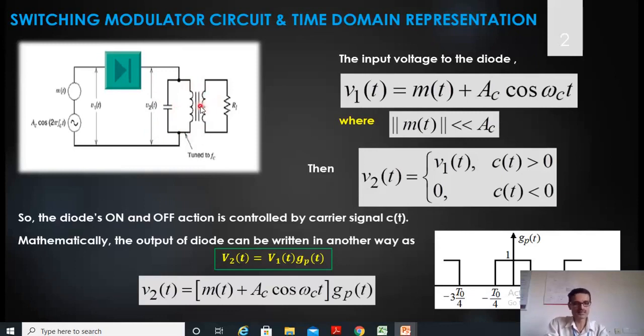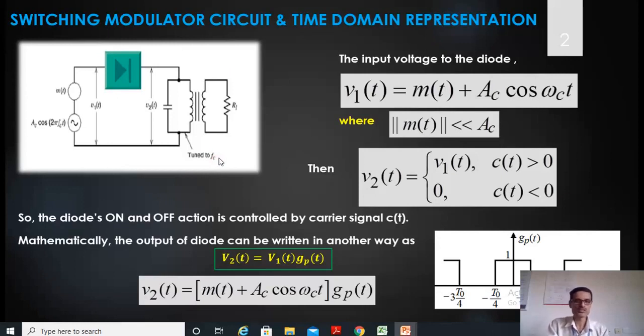Simple LC parallel resonant circuit or a band pass filter, it is tuned to the carrier frequency, remember. So we have to design this tuning circuit to allow only the carrier frequency. It's a narrow band pass filter which allows only the signal which has a frequency of fc hertz.